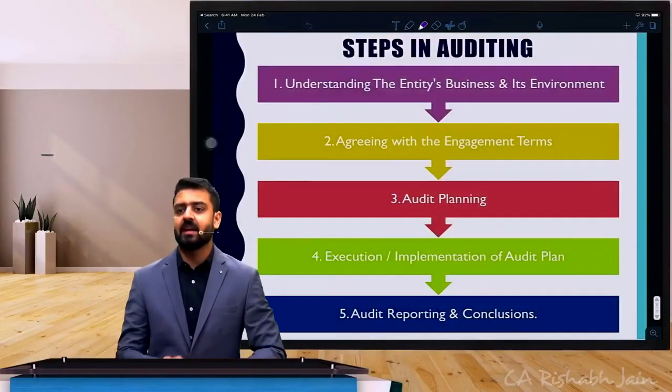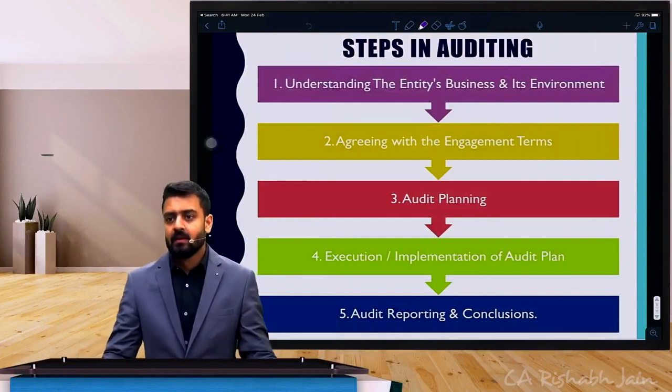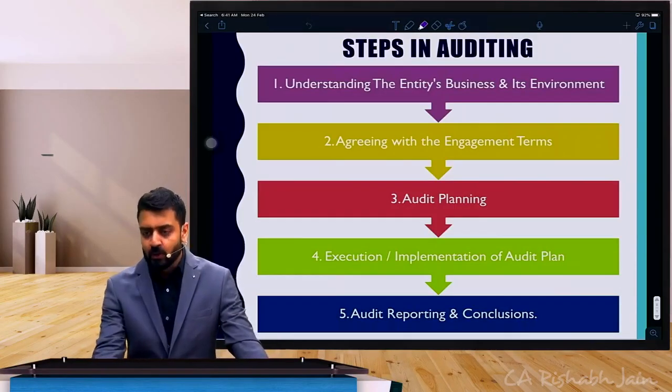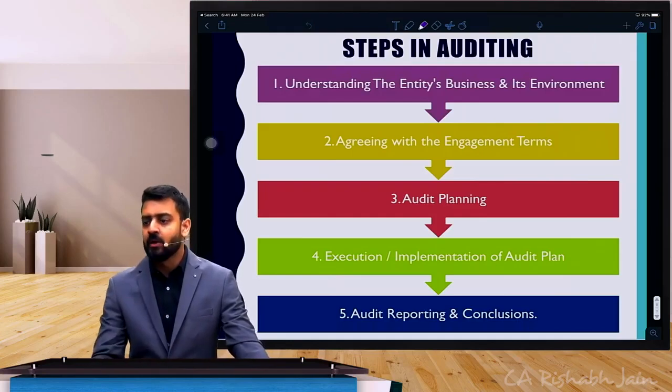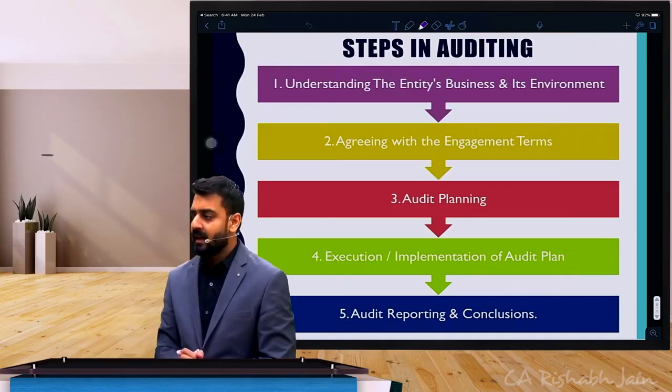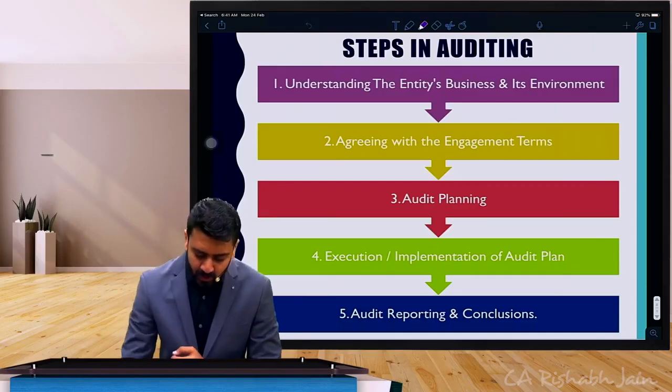And as I promised you in the last lecture itself, we're going to start with the reporting stage directly. So let's start with SA, Standards on Auditing 700 series. Take out your notebooks, give a first heading: SA 700. Forming an opinion on financial statements.